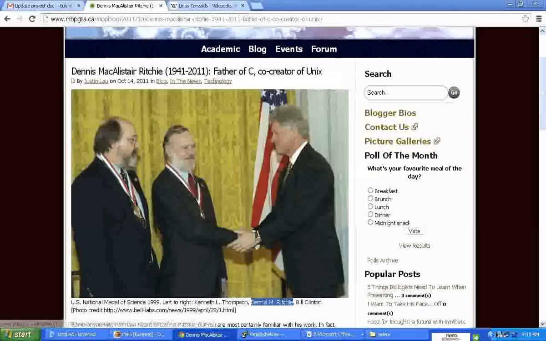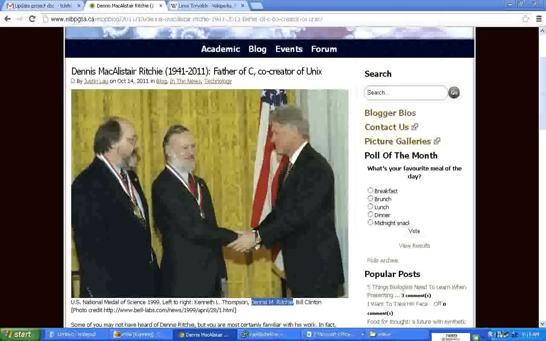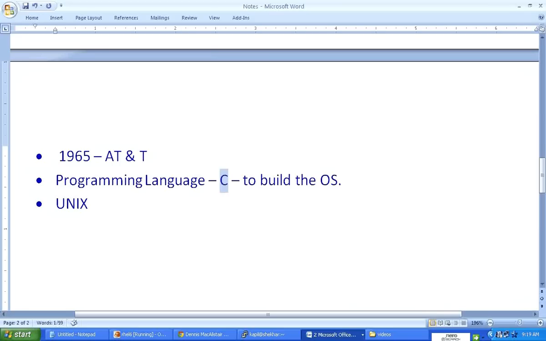In fact, he was rewarded by President Bill Clinton for all the great work that he did. His life span was from 1941 to 2011. Awesome, fantastic work that he has done, and our entire IT industry owes him a lot for his great work in the C programming language. He was the main monumental person who invented the C programming language, which was invented to build the Unix operating system. So now C is built.